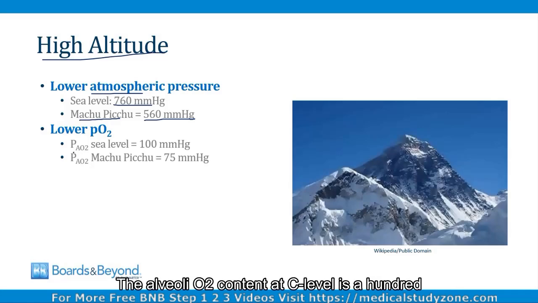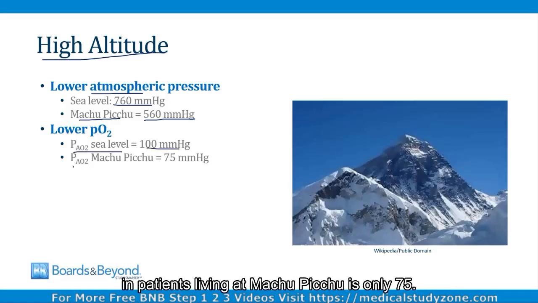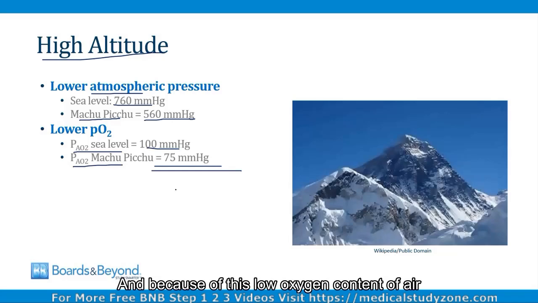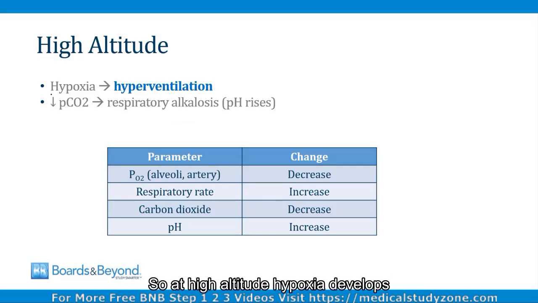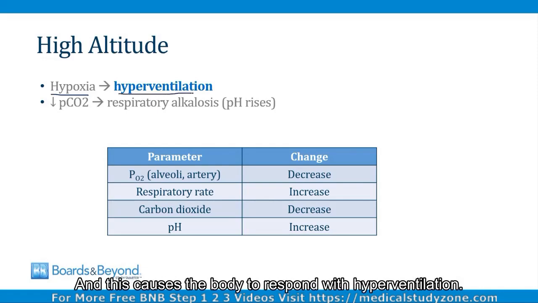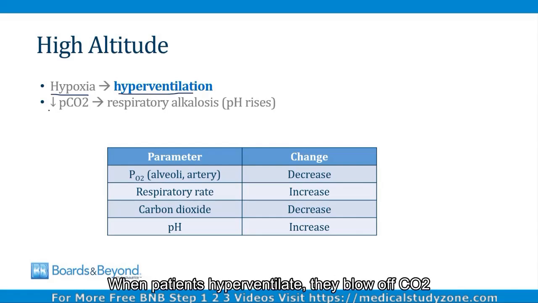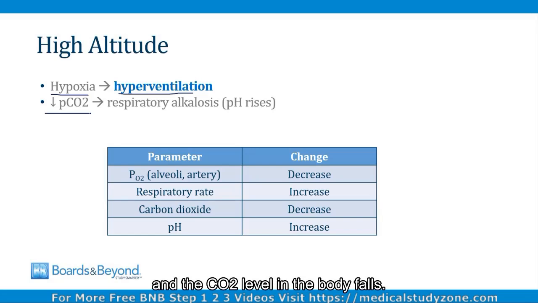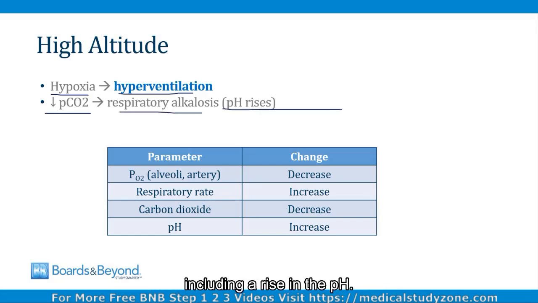The alveolar O2 content at sea level is 100, but the alveolar O2 content in patients living at Machu Picchu is only 75. And because of this low oxygen content of air, there will be low oxygen content in the blood, and that will cause patients to hyperventilate. So at high altitude, hypoxia develops because of the low oxygen content in the atmosphere, and this causes the body to respond with hyperventilation. When patients hyperventilate, they blow off CO2, and the CO2 level in the body falls, and this leads to a respiratory alkalosis, including a rise in the pH.